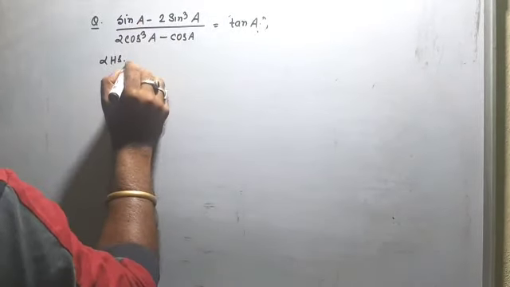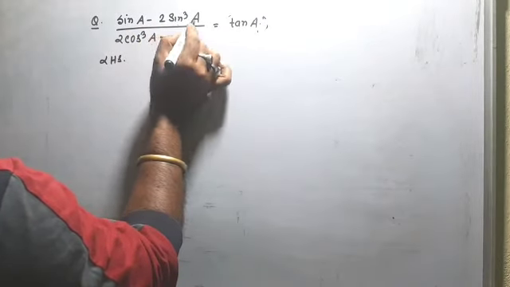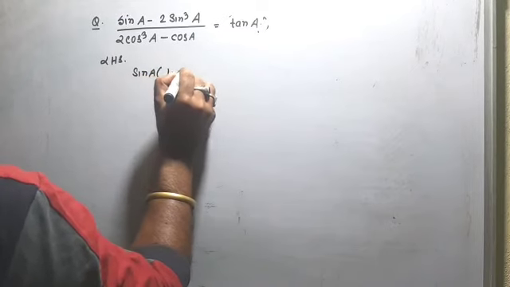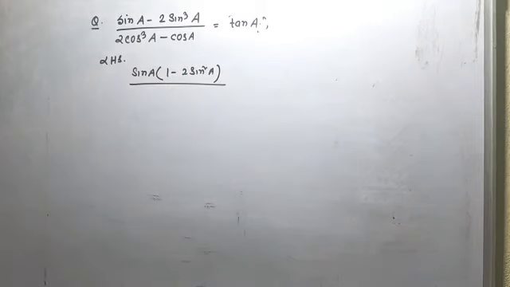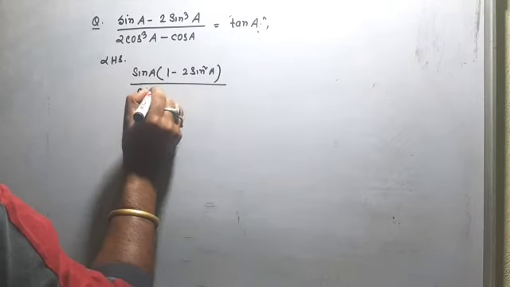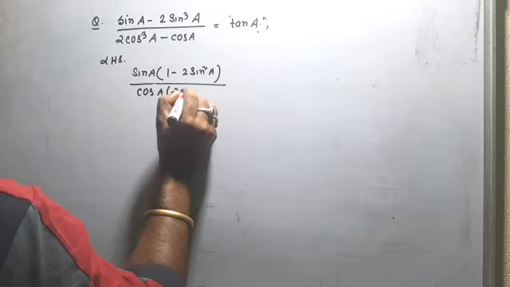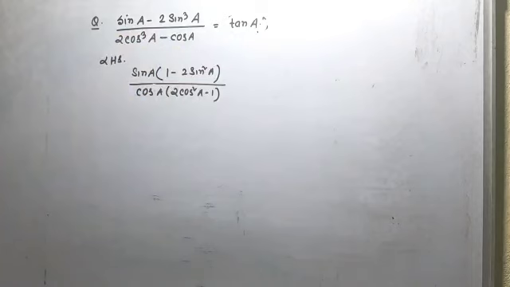So LHS, I write the second step here. Sin a, and it has 2 sin cube a, so you can easily take sin a as a common. So you have 1 minus 2 sin square a. And here, if you take cos a as a common, you have 2 cos square a minus 1. Write LHS first and then take common sin a from the numerator and cos a from the denominator.